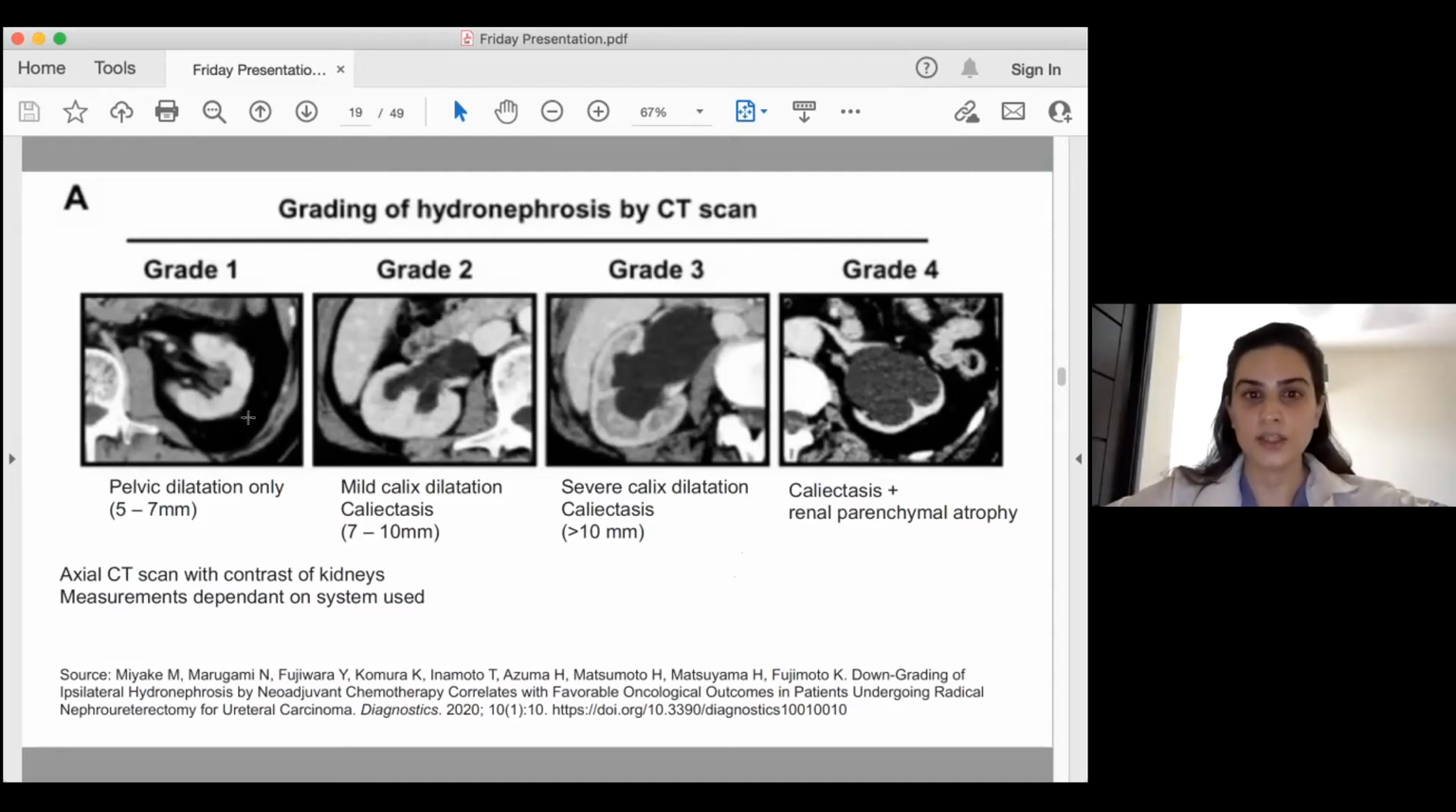Here in grade 2, we have mild calyx dilation, calyectasis, and here we can see the major calyces and the renal pelvis that appear larger and wider in size. Grade 3, we have severe calyx dilation, again calyectasis, where this measurement is usually more than 10 millimeters. And then in grade 4, we have renal parenchymal atrophy with that cortical rim sign. We can observe it very clearly here. We can see that the parenchyma is no longer visible as it should be, and that there is quite a severe dilation of the calyx and renal pelvis.